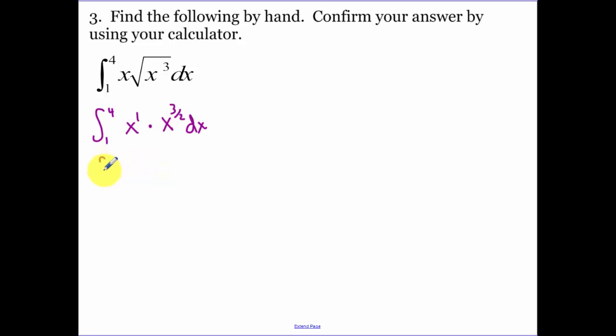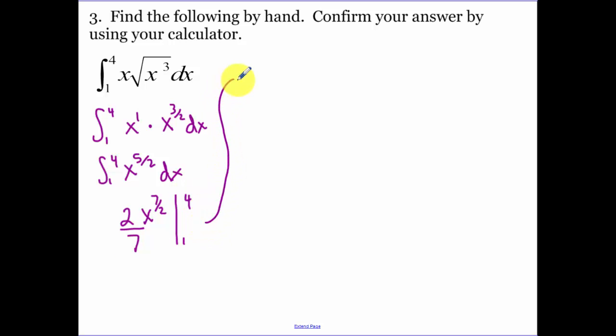So what I have to do is change that to x to the 5/2 power dx. Okay, now add 1 to the exponent. That's going to get me x to the 7/2 times the reciprocal of the exponent, and I'm going to evaluate that from 1 to 4. So really what that means is I can take 2/7, pull that out in front, and evaluate 4 to the 7/2 minus 1 to the 7/2.